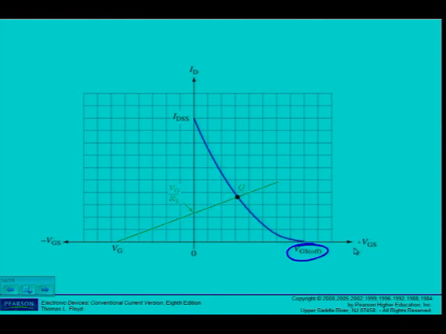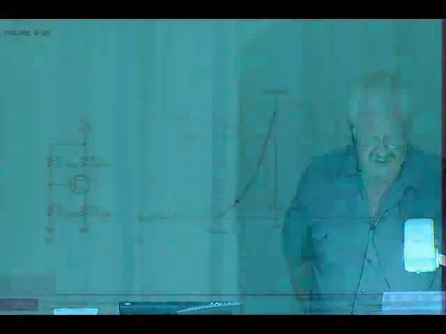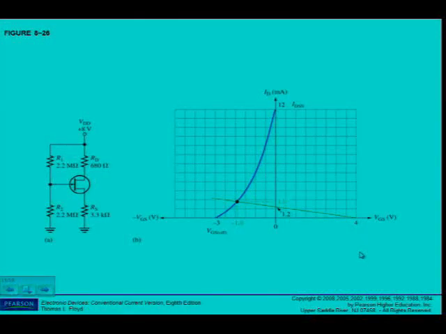So let's have a look at an example. Example 8.12, determine the approximate Q point for the JFET with the voltage divider bias in figure 8.26A, given that this particular device has a transfer characteristic curve as shown. Remember again, if I don't give you the transfer characteristic curve, you can draw it. You must have IDSS and VGS off, then you can draw it by calculating values for ID in steps of 1 volt for VGS.